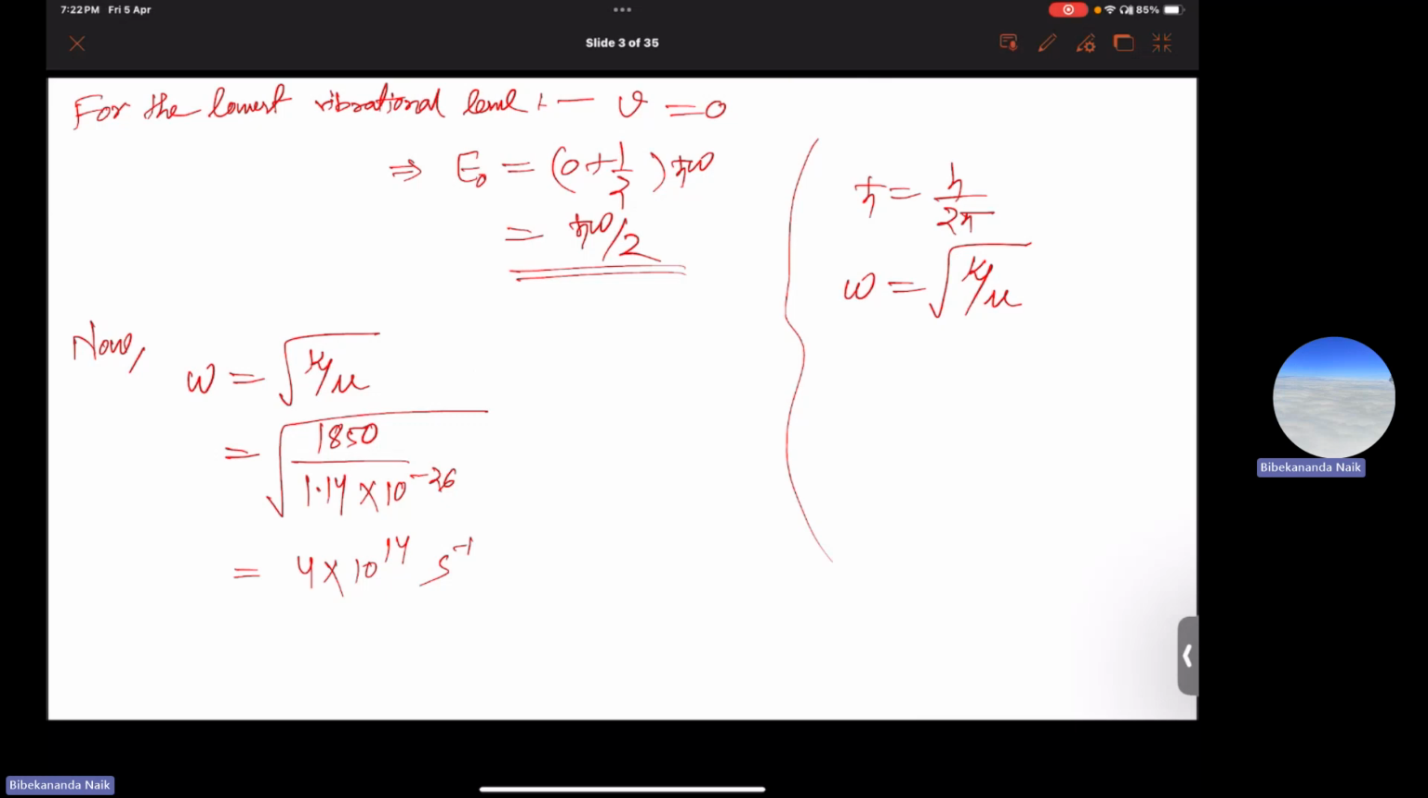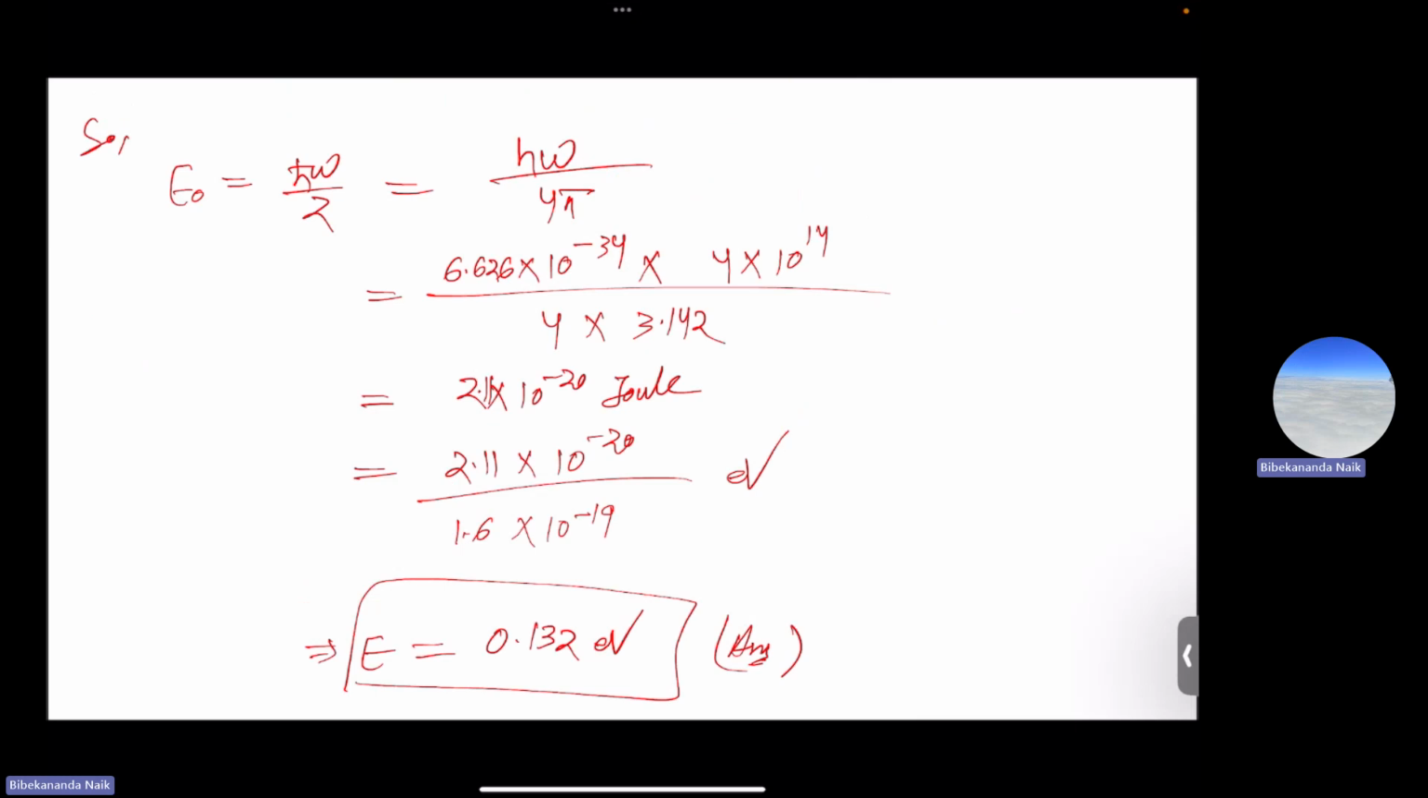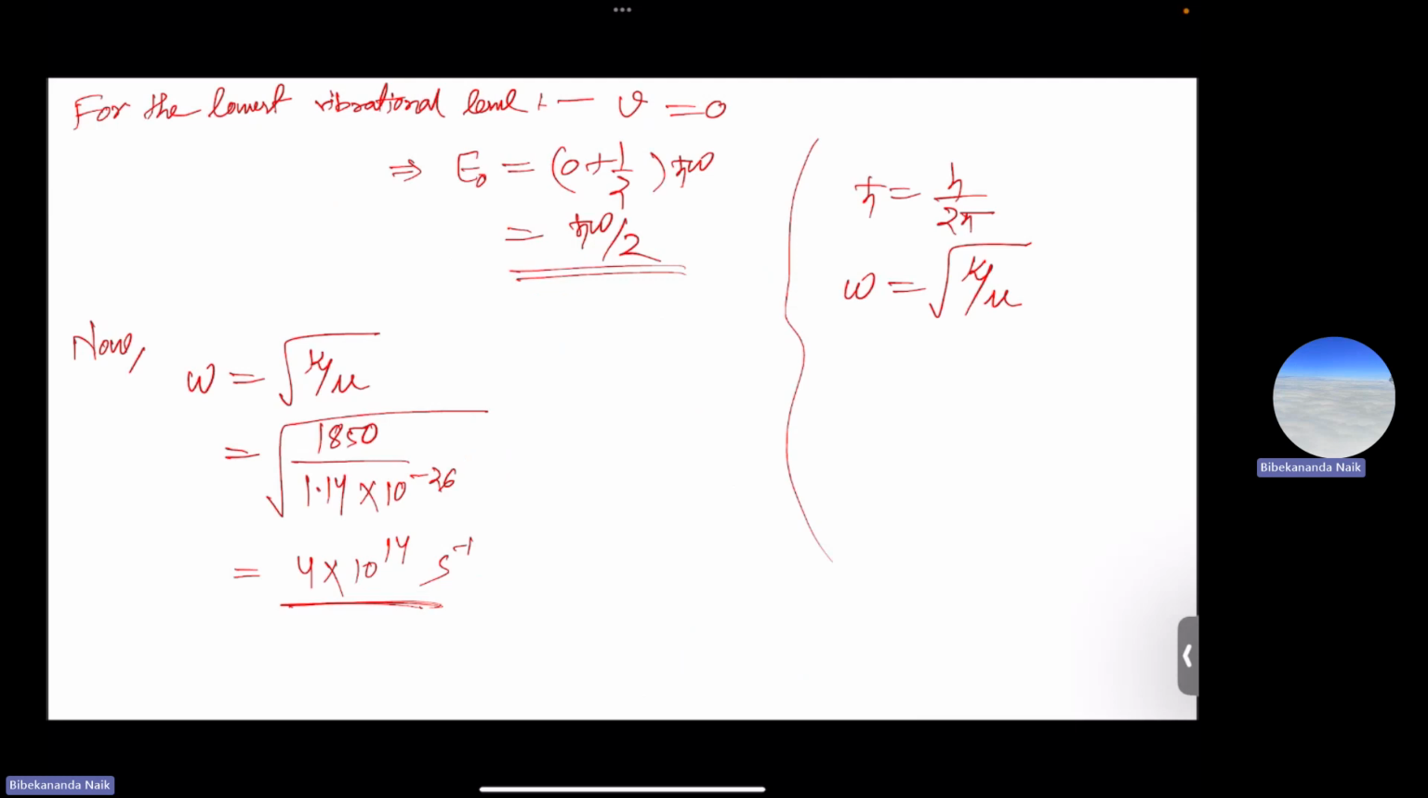So now the value of h cross we know, since the value of h is given and h cross is h by 2 pi. Now for omega, we need to find out the relationship between the spring constant or the force constant and reduced mass, and omega is given by omega equals to root over k by mu. Then if you put the values and calculate, omega is calculated to be 4 into 10 to the power 14 second inverse. So if you put the values, the ground state energy or the lowest energy level will be 0.132 electron volt. So the correct option is option A.